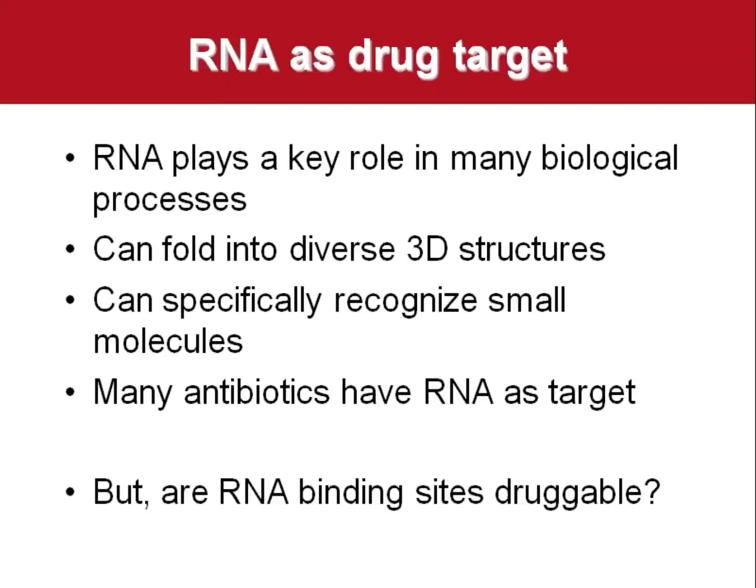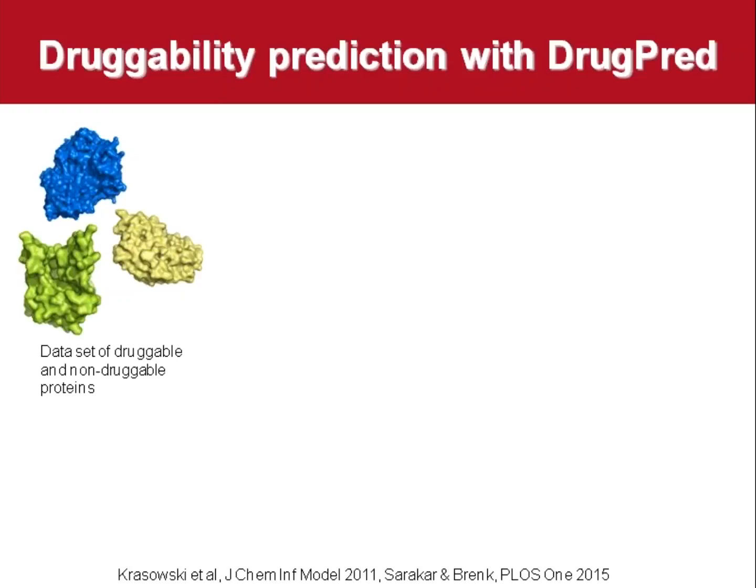But a question in this RNA field is still, are the RNA binding sites actually tractable, or which types of ligands do they need to interact with an RNA? So some years ago in my group we developed a tractability prediction method called TractoBot, and then we wanted to apply this method now to RNA to find out how tractable RNA molecules actually are. Therefore I will first give you a short overview how TractoBot works and how we derived it.